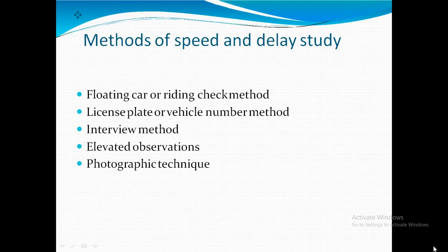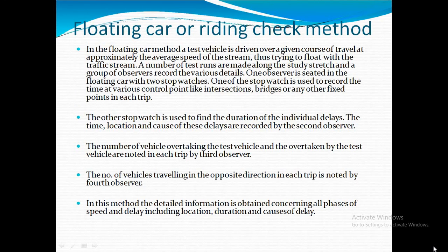An elevated observation is also there. Photographic techniques are useful for studying short test sections like intersections. Intersection delay studies need specific attention as they pose a major problem to the traffic engineer. The floating car or riding check method we observe here.